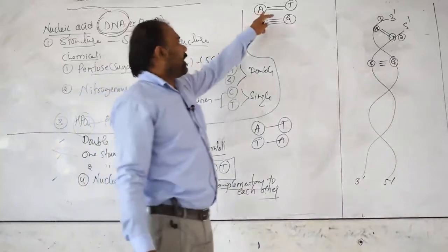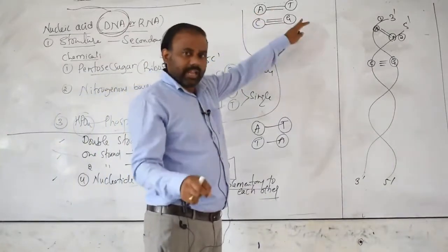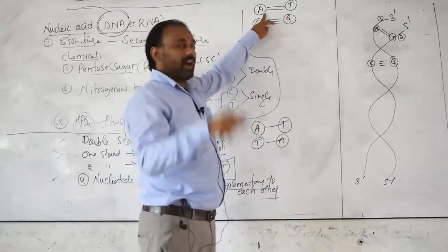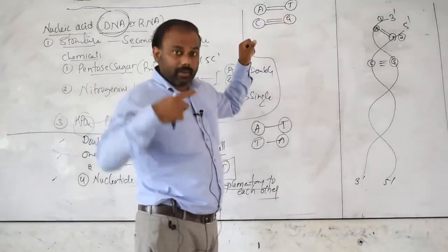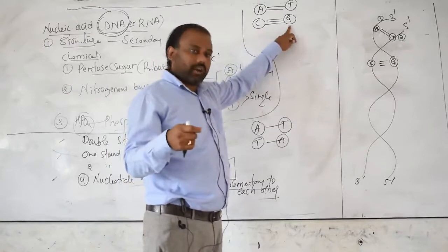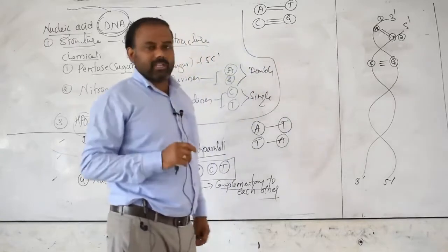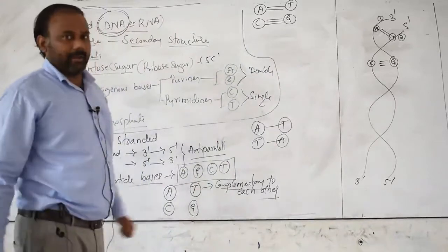This is another thing. A always pairs with a T, or adenine always pairs with thymine with 2 hydrogen bonds or double bonds, and cytosine always pairs with guanine with triple hydrogen bonds. This is one important feature in case of DNA.